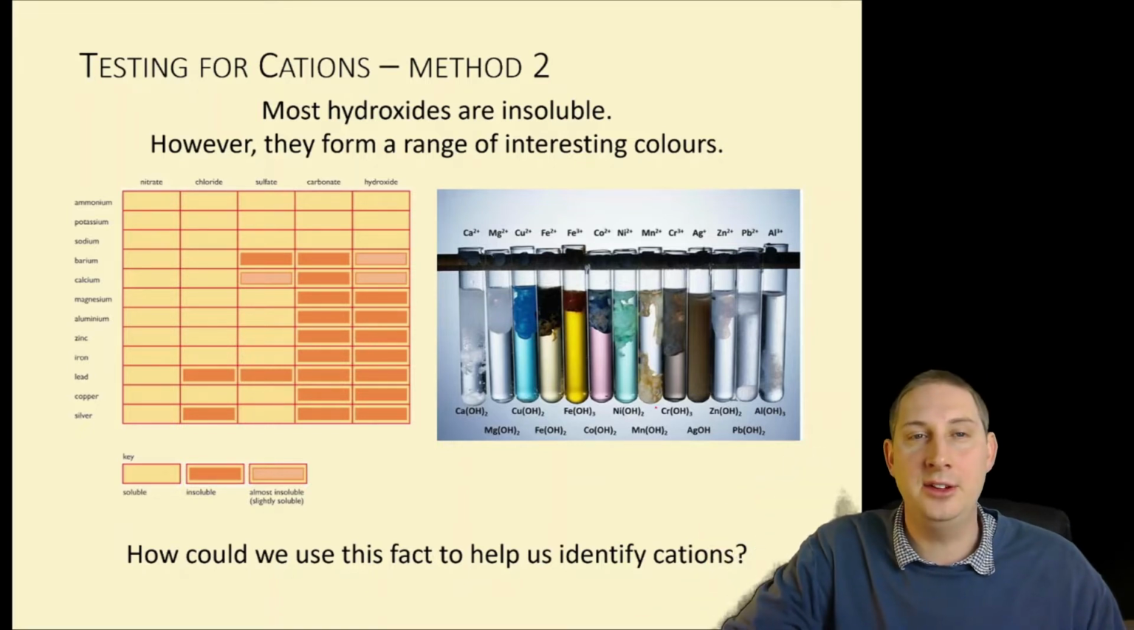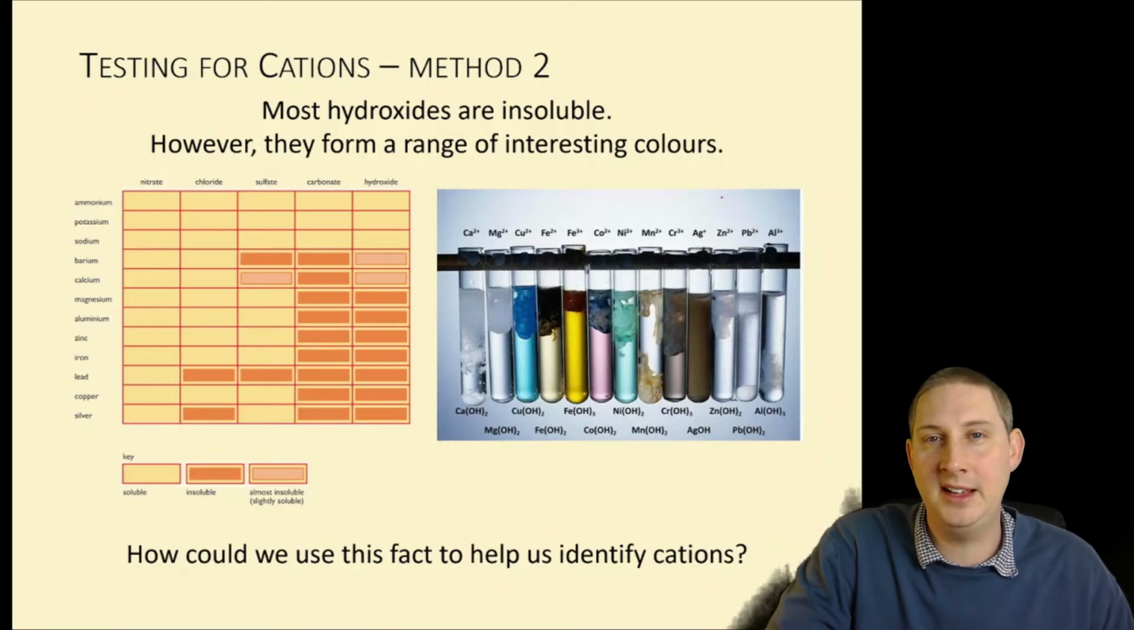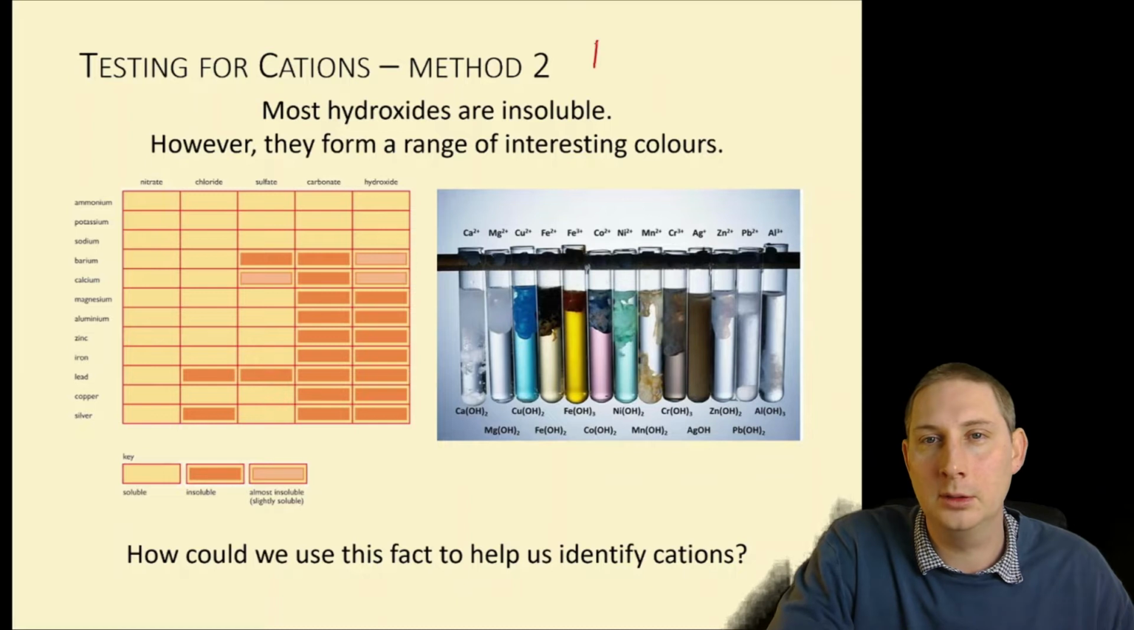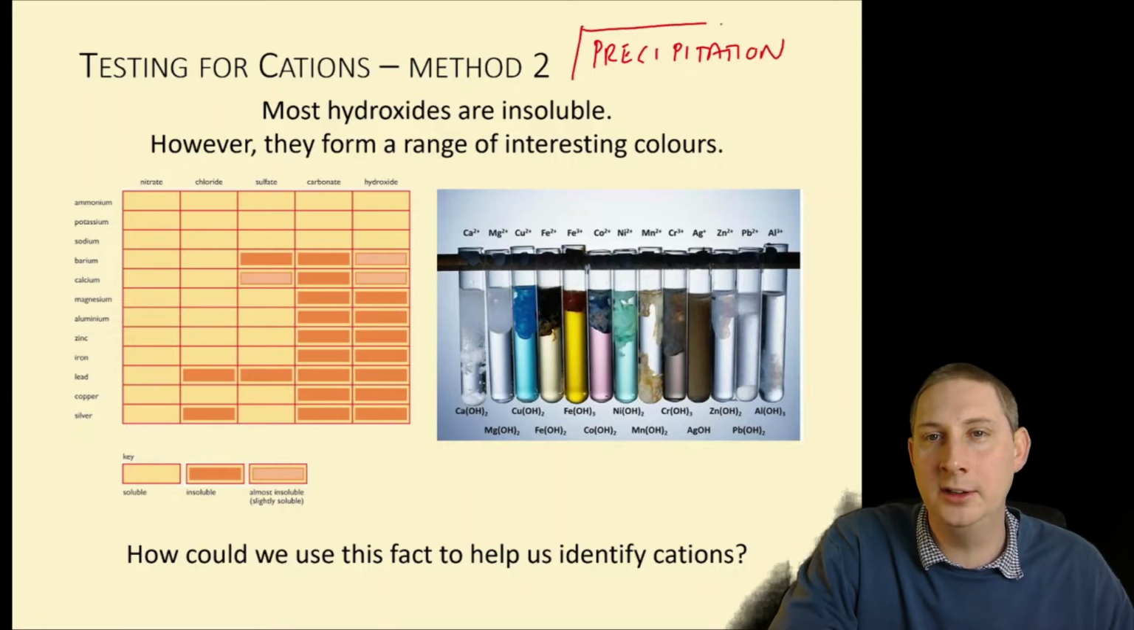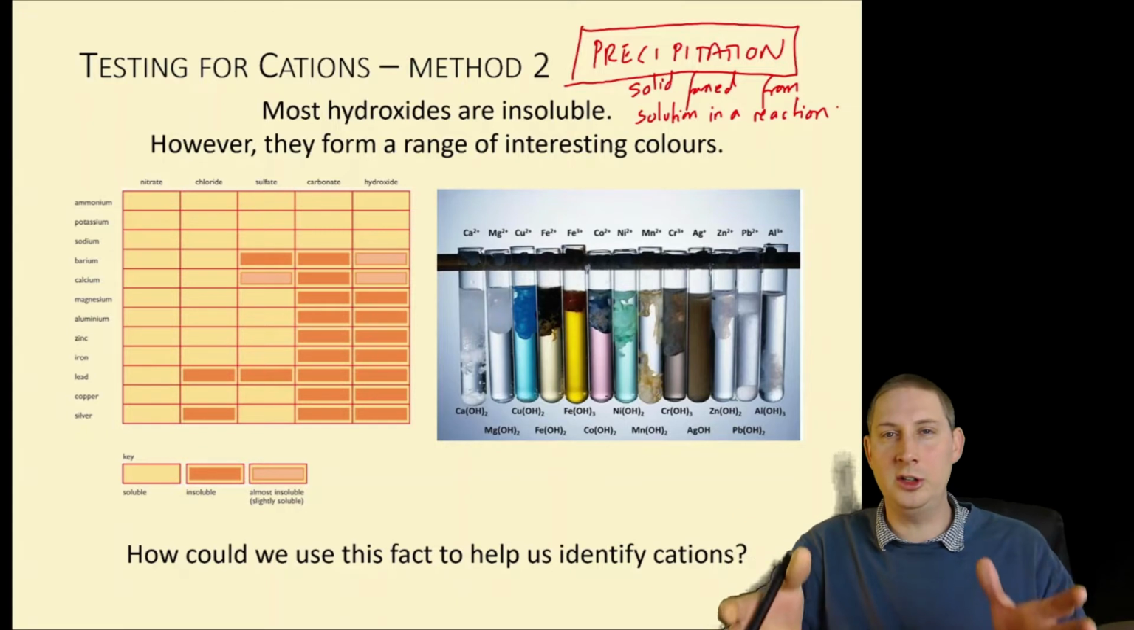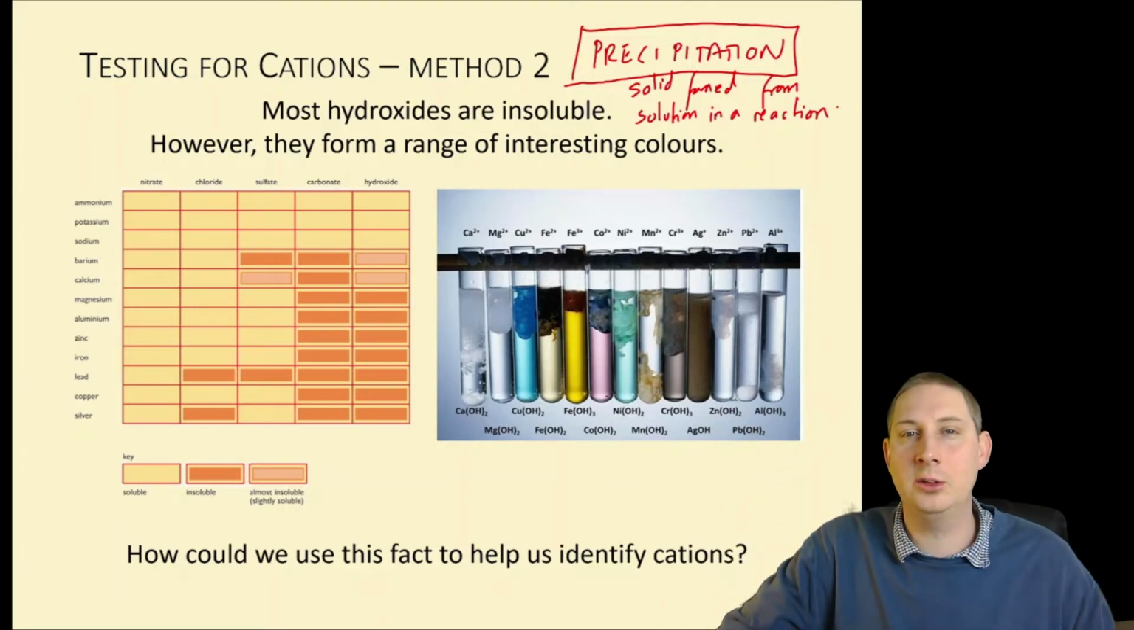The second method you need to know of for testing for cations involves precipitation. And precipitation is when we get a solid formed from solution in a reaction. So two solutions forming a solid when they react together.